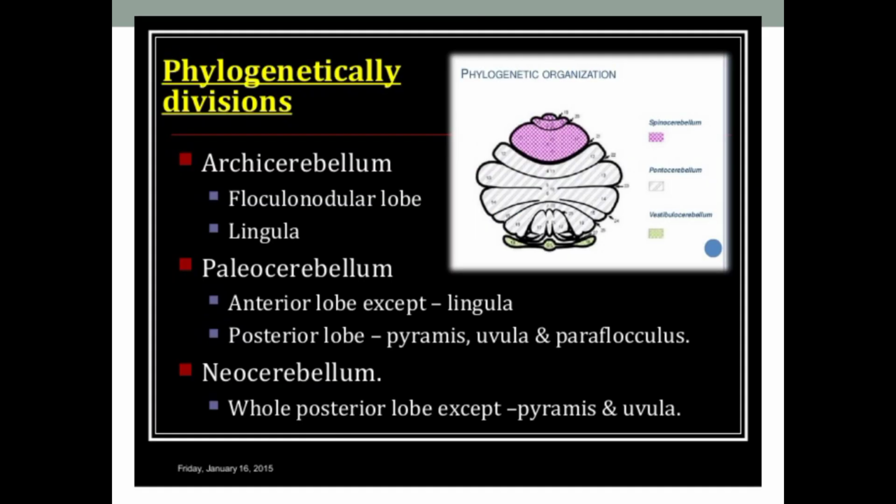So see here, which part comes under the archicerebellum? The archicerebellum consists of the flocculonodular lobe and the lingula. Paleocerebellum includes the anterior lobe except lingula, because lingula belongs to archi, and in the posterior lobe, pyramis, uvula and paraflocculus. Neocerebellum is the whole posterior lobe except pyramis and uvula. So this is the phylogenetic or functional classification of the cerebellum: archi, paleo and neocerebellum.